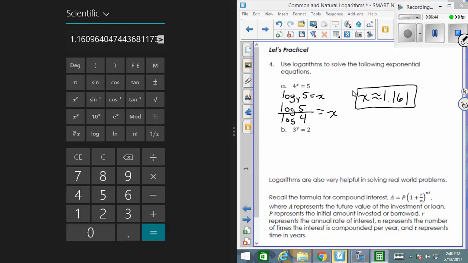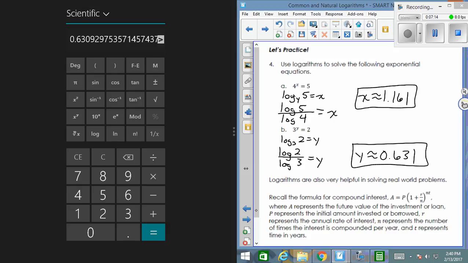Okay, so I'm going to do another one. This is going to be log base 3 of 2 equals y. Again, you change your base because it's not a base of 10, so it's log of 2 divided by log of 3. So let's set it in. It's log 2 divided by log 3 equals 0.631. So y is approximately 0.631.